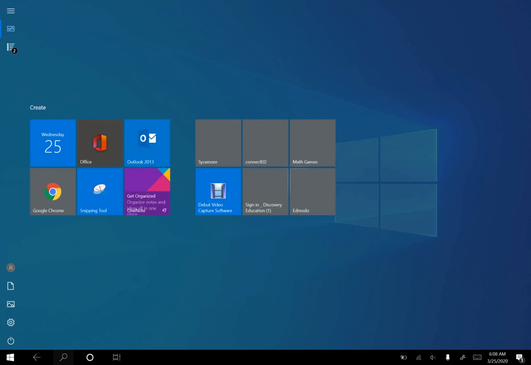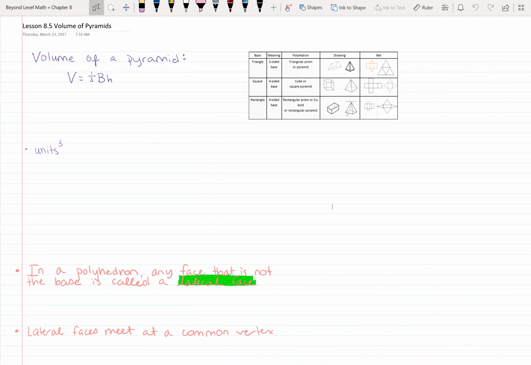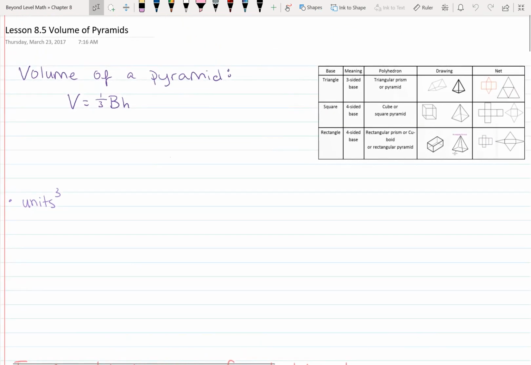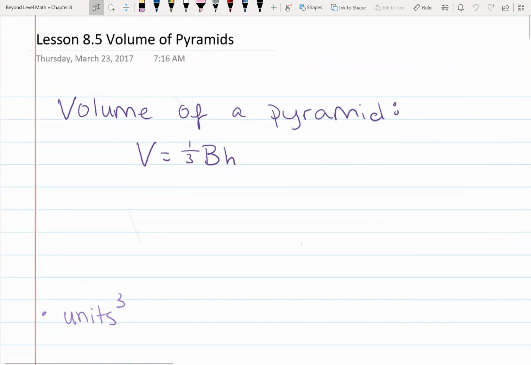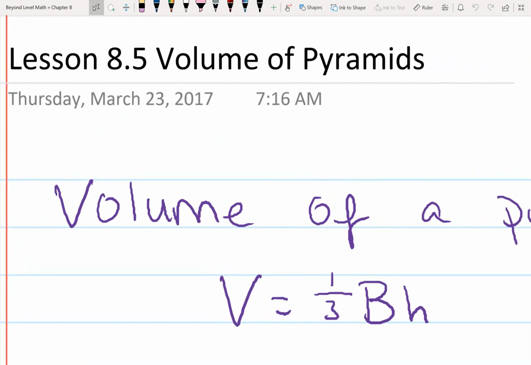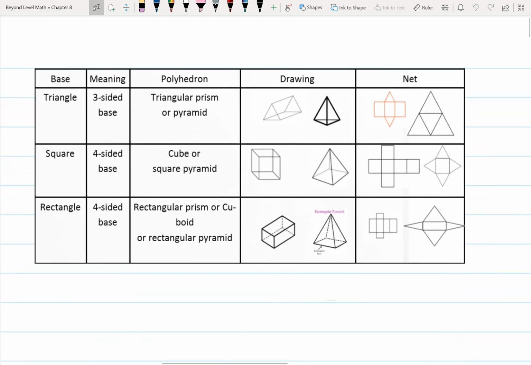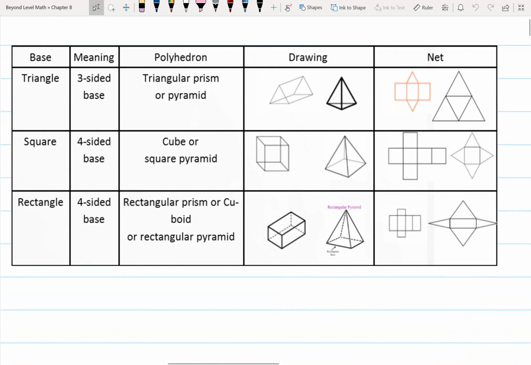Good morning. We are starting 8.5, volume of pyramids. Now I want to go ahead and write that title, but before we start taking the notes, I want to go over to a chart. Yesterday we worked on volume of prisms. Now we're working on volume of pyramids. I want us to be sure we understand the relationship between the two.